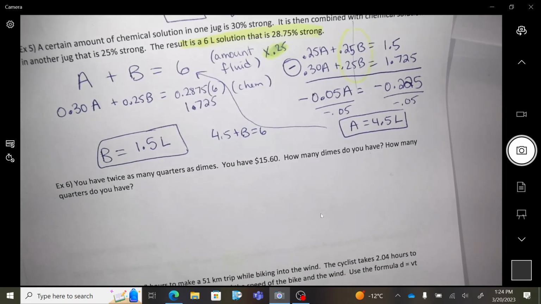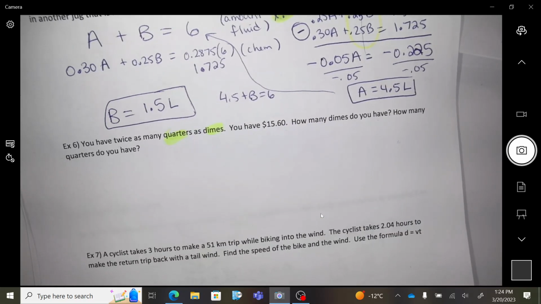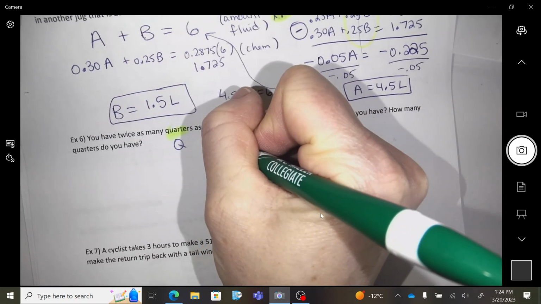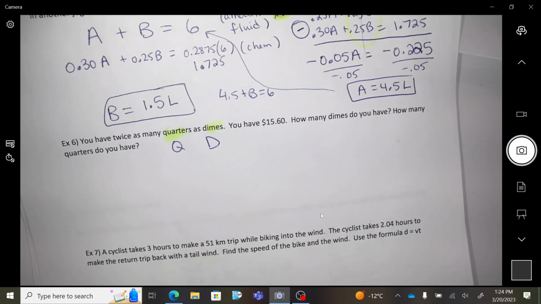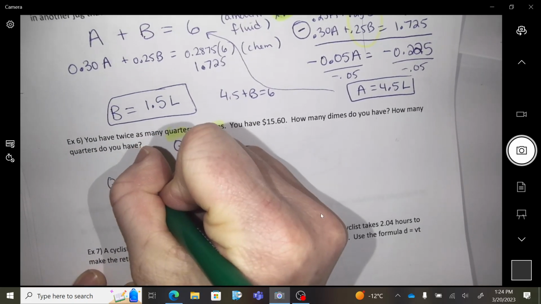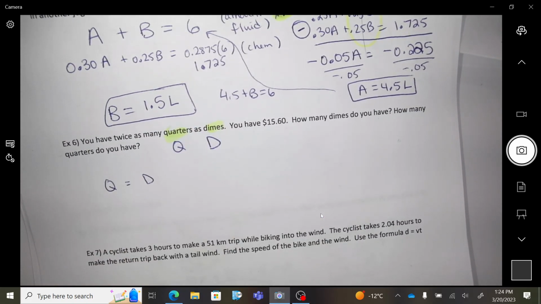Question 6. You have quarters and dimes. So those are our variables. Quarters and dimes. So those are the letters I'm going to use. Okay, you have twice as many quarters as dimes. I'm going to leave some space here. I'm going to write a 2 on one of those letters.